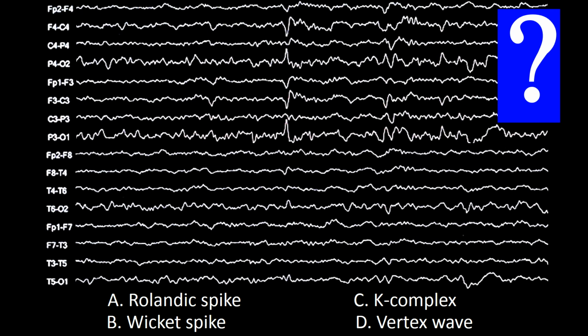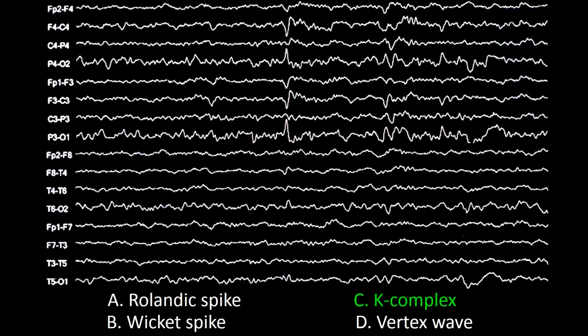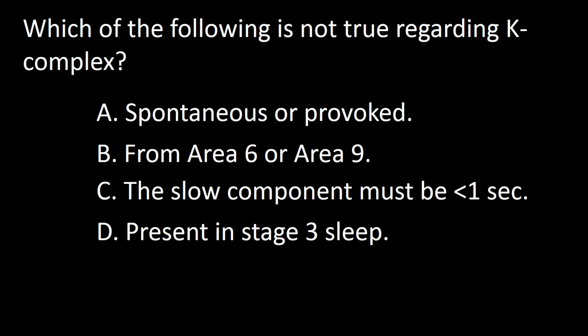Next question. Look at this frame and try to choose the best answer. A. Rolandic spike, B. Wicket spike, C. K-complex, D. Vertex wave. The answer is C. Next question. Which of the following is not true regarding K-complexes?